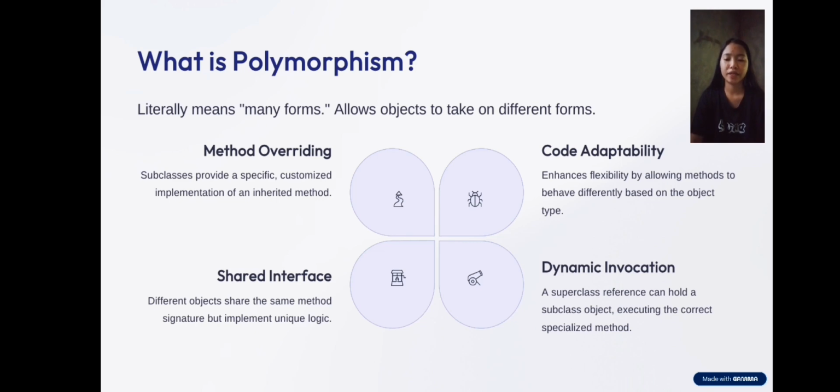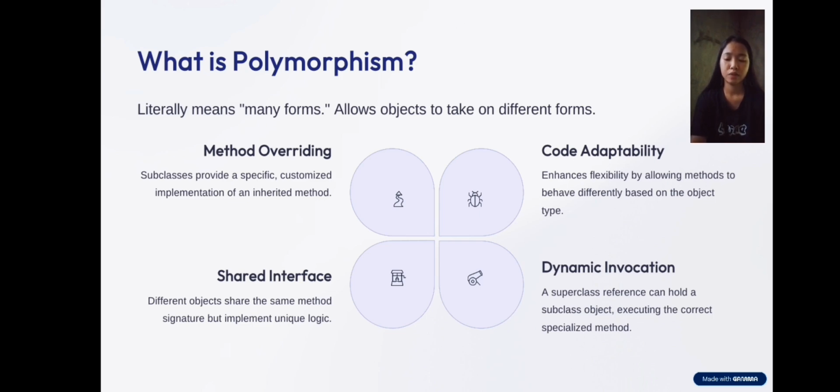Good morning, everyone. So we're going to present what is polymorphism and its application in UI framework. So, what is polymorphism? Polymorphism means many forms. It allows objects of different subclasses to be treated as objects of a common superclass, while behaving differently based on their specific type.